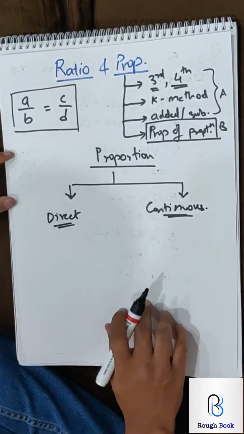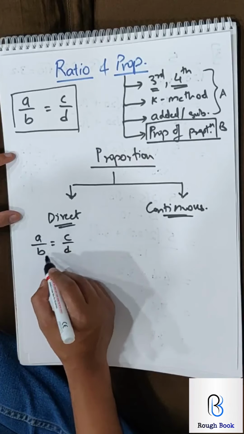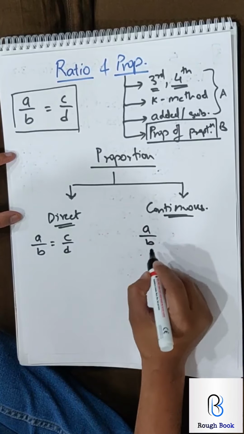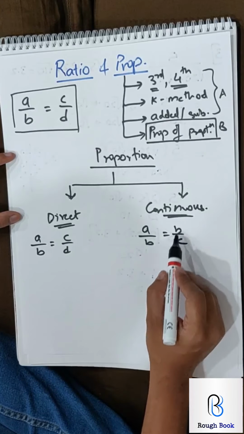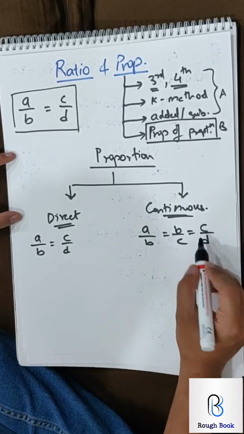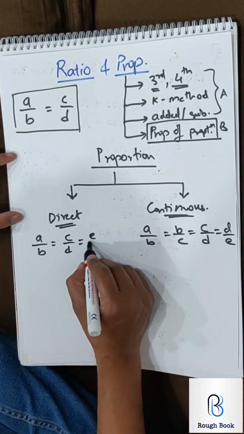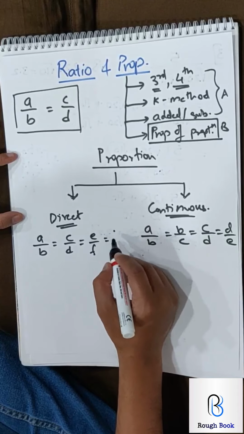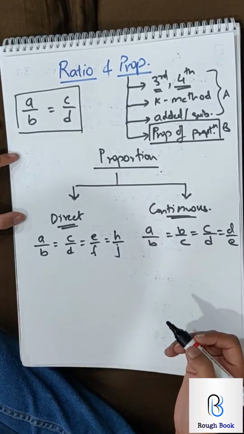So in direct proportion, what happens is first number to the second, third to the fourth. All these four numbers are different. Whereas in continuous proportion, the second term repeats itself. So it becomes B by C. That is called continuous proportion. This further can be taken, so C repeats. If further taken, D repeats. But here you will get new numbers each time, nothing repeats. E by F, H by J or G, whatever you want. So any numbers can come here.